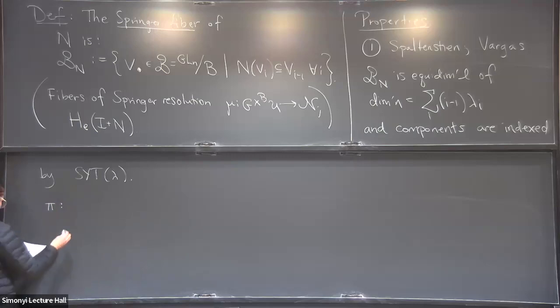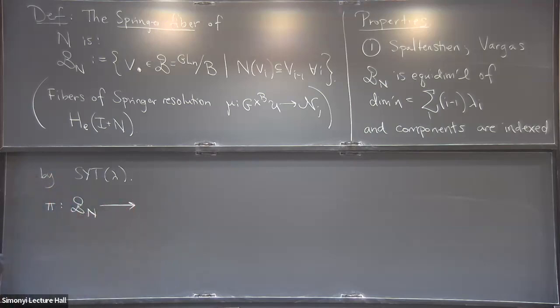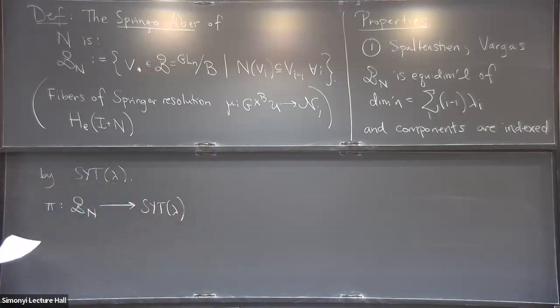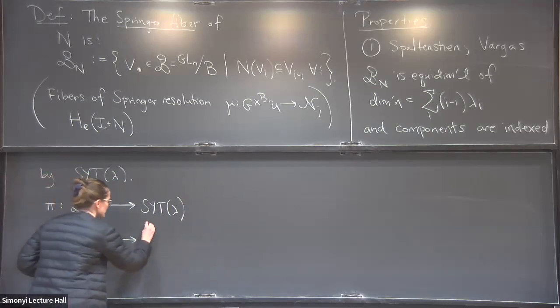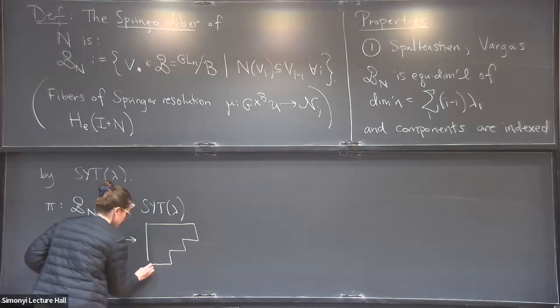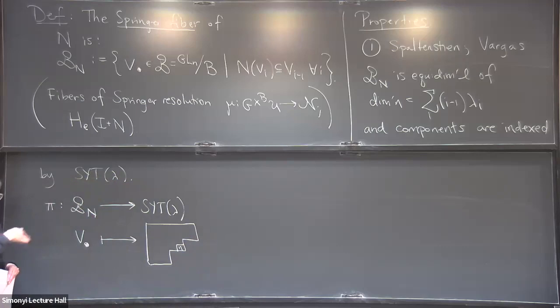Well, let me define a map for you that goes from the Springer fiber: it inputs any flag in the Springer fiber and outputs a standard tableau. Okay, so I will take a flag in my Springer fiber and I will associate this to a standard tableau in the following way. Well, this is entirely inductive. What I do is I will take this flag and send it to a standard tableau. So I have to tell you where to put n, and then I'm going to tell you to fill in the rest of this inductively.